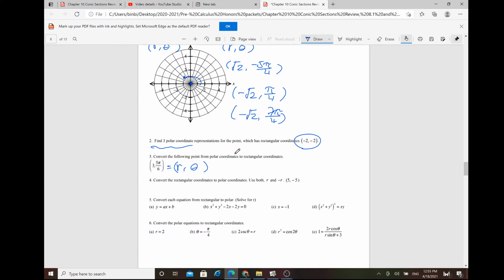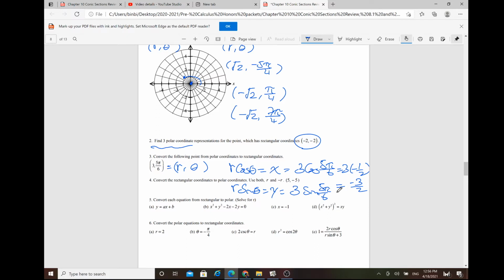Convert the following point from polar coordinate to rectangular. So using the structure, solve for x, y. So r cosine of theta, and that'll be x. So that means it's 3 cosine of 5 pi over 6. So then that'll be 3 times negative 1/2. So negative 3/2. And then for y, for this point, r sine theta, which is 3 sine of 5 pi over 6.